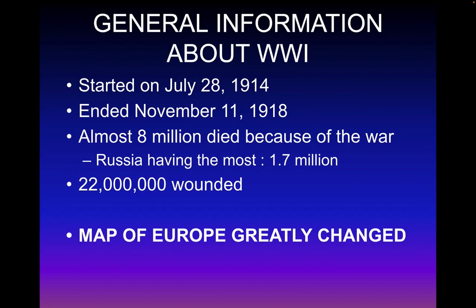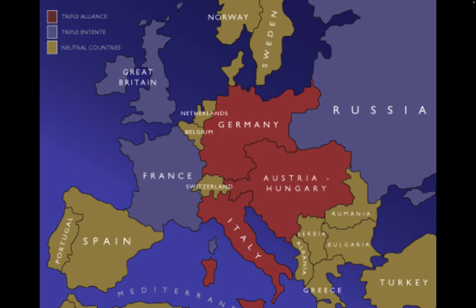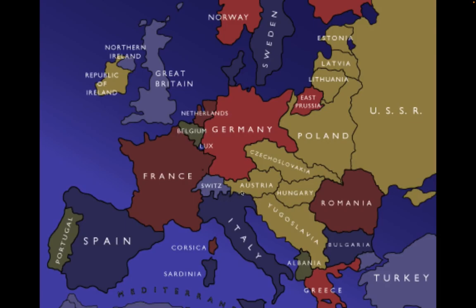Let's take a look. So, this is the map in 1914, before the war started. You'll see that Germany here is rather large. So is Russia. We have the Austro-Hungarian Empire here, the Balkan states here, and all of that. Then, after the war, it really splits off. So the Austro-Hungarian Empire is really split up.